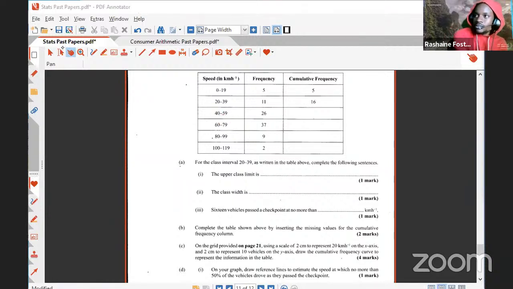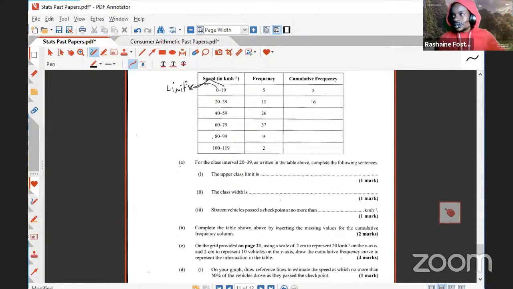Remember, the limits are basically the numbers themselves. So the numbers themselves, the range, that's basically the limits. If they ask for the upper class limit, they're asking you basically for the bigger number. So 20 to 39, upper class limit 39. Now they want the class width.